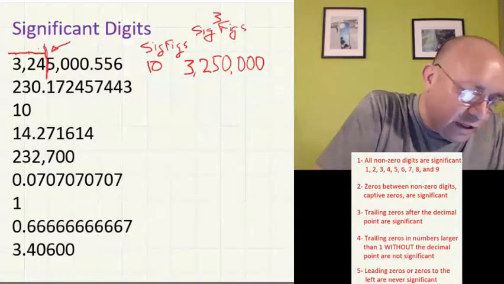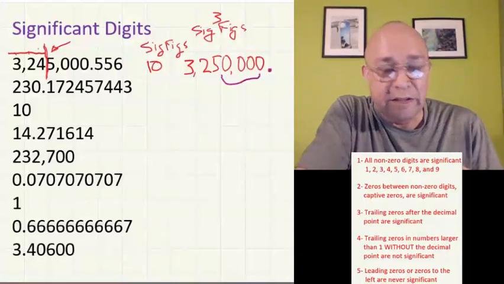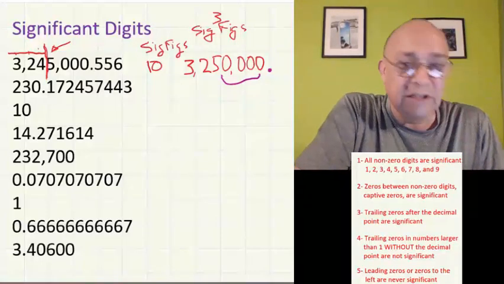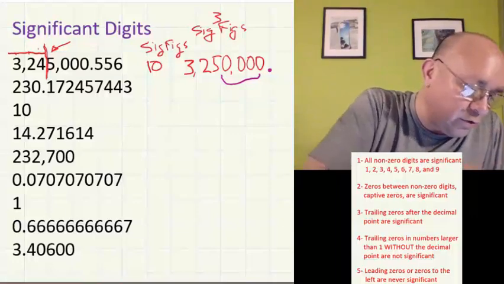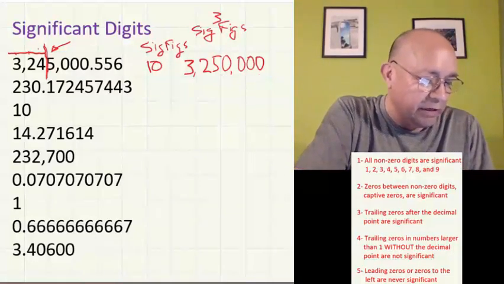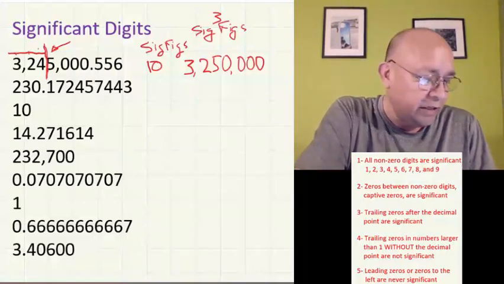If I put the decimal point here, these 4 zeros will become significant. So then I will have 4, 5, 6, 7 significant digits. That's not what I want. So let's remove the decimal point. Now I have this number, 3,250,000. That will be the original number given with just 3 significant digits.